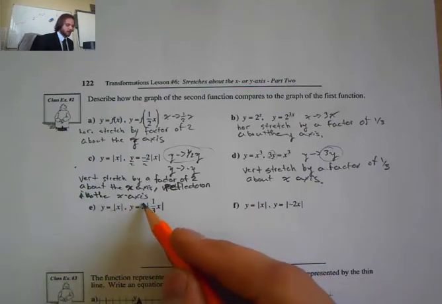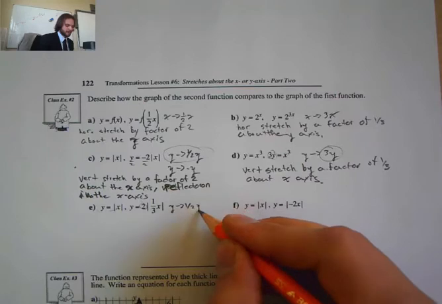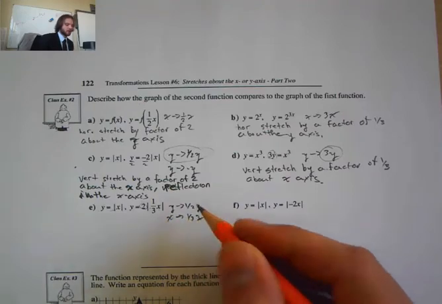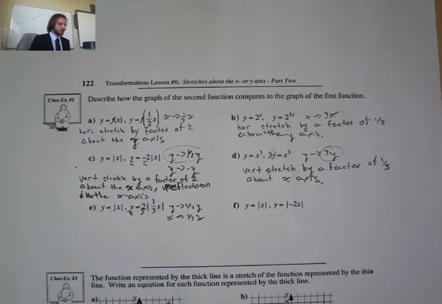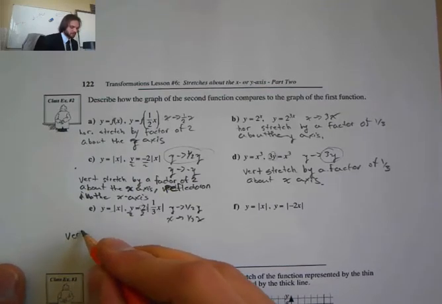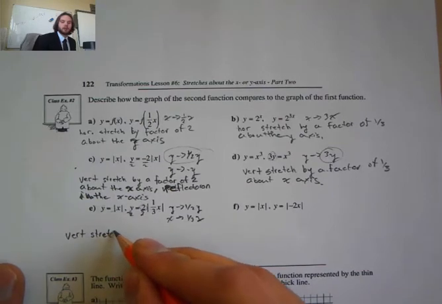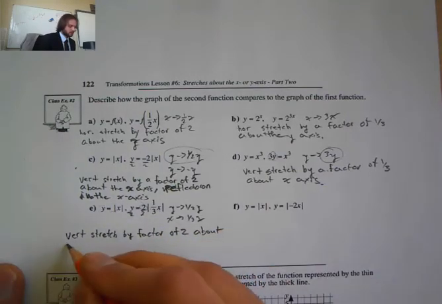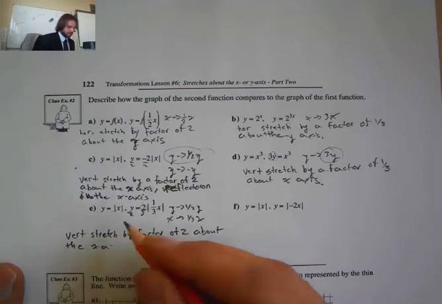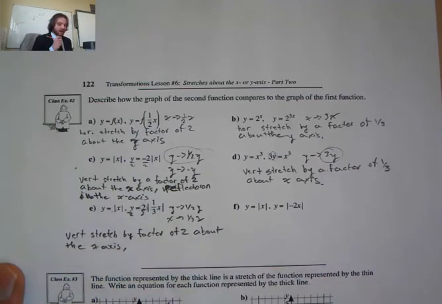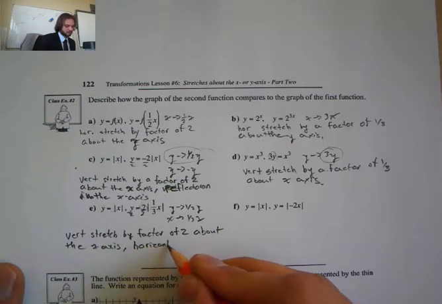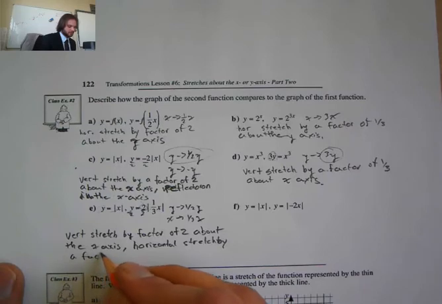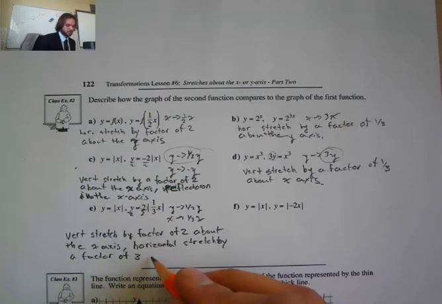Let's take a look at this next one here. Now, we have two changes. Y is being replaced with 1 over 2y, okay? And we have x being replaced with 1 over 3x. Okay, I got 1 over 2 because I have to put this 2 onto the y side. Right? So what does that mean is we have a vertical stretch by a factor of 2 about the x-axis and we have a horizontal stretch by a factor of 3 about the y.